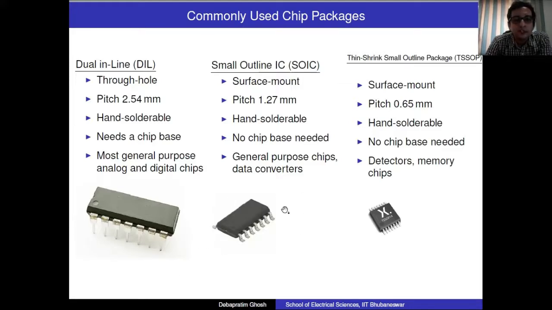Now, the next smaller size of this package is a surface mount package, which is called a small outline IC or an SOIC. Its pitch is exactly half of the DIL package. As you can see, there are surface mount pads, there are no holes. So you cannot mount this on the breadboard. The next smaller version is called a TSOP, thin shrink small outline package, whose pitch is again roughly half of that of the SOIC.